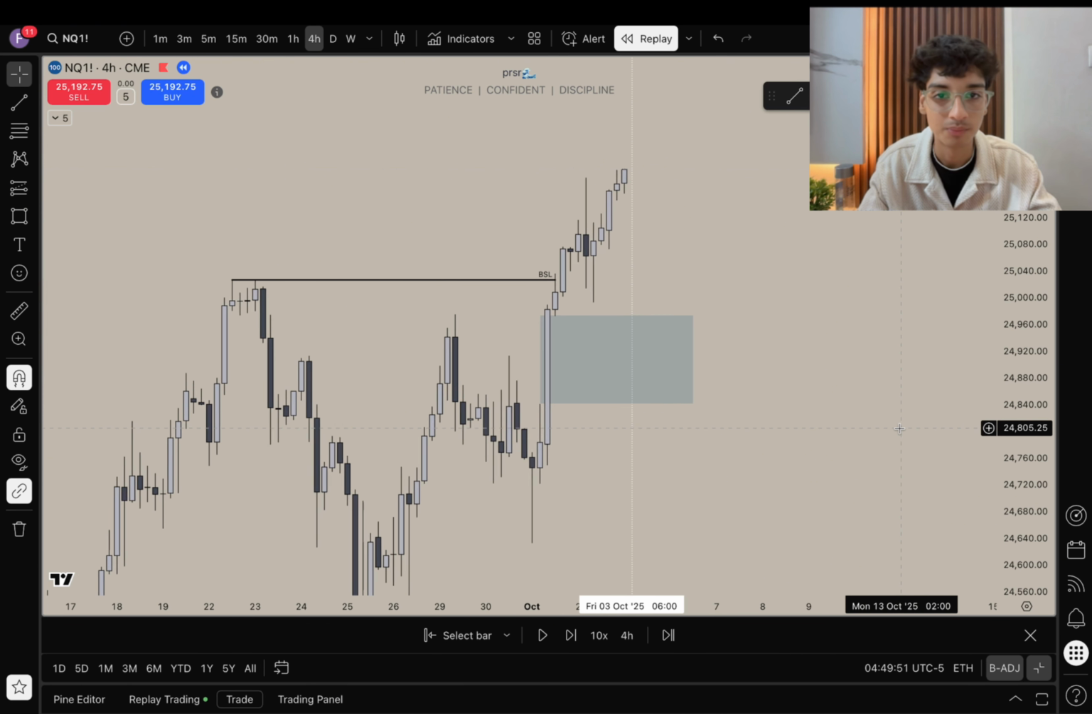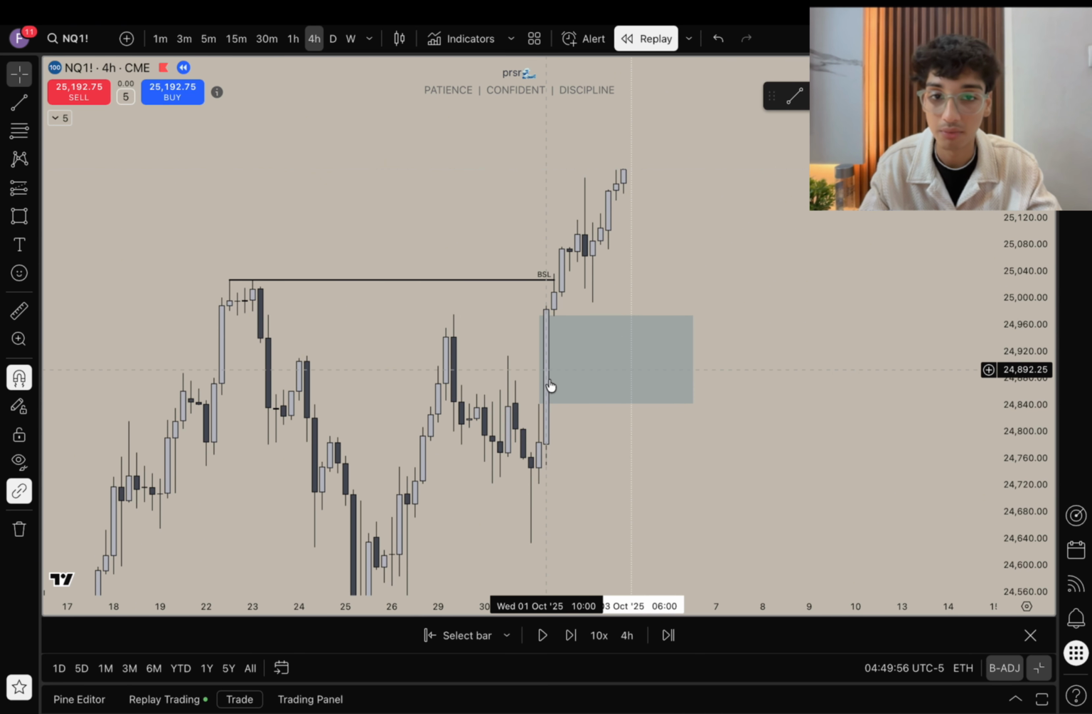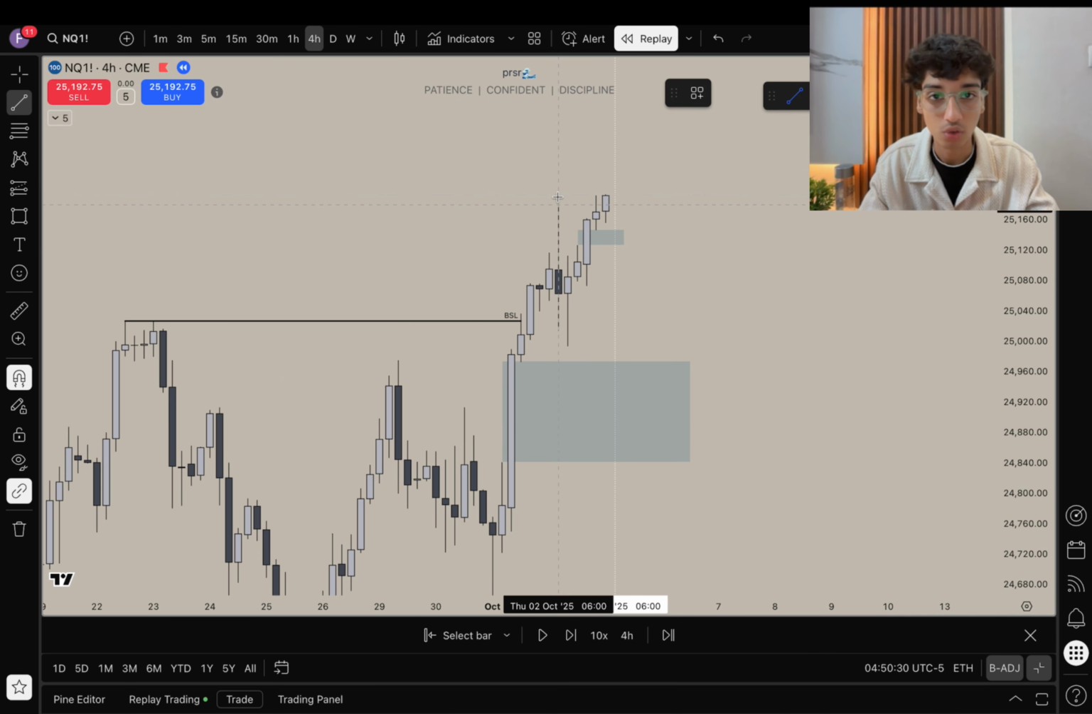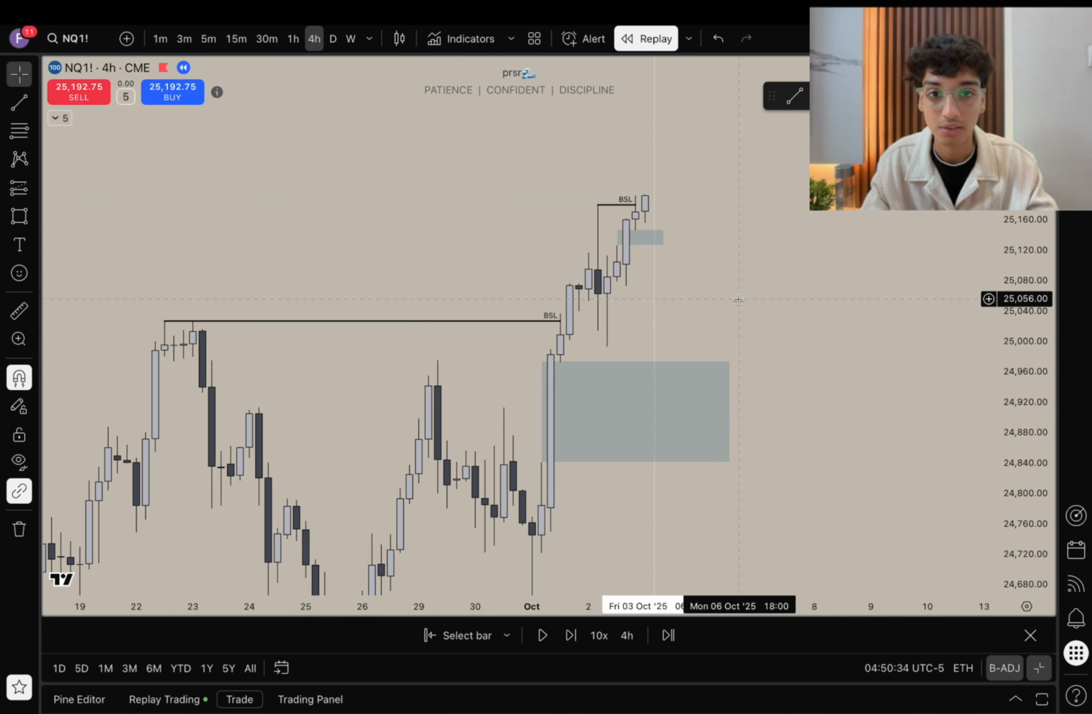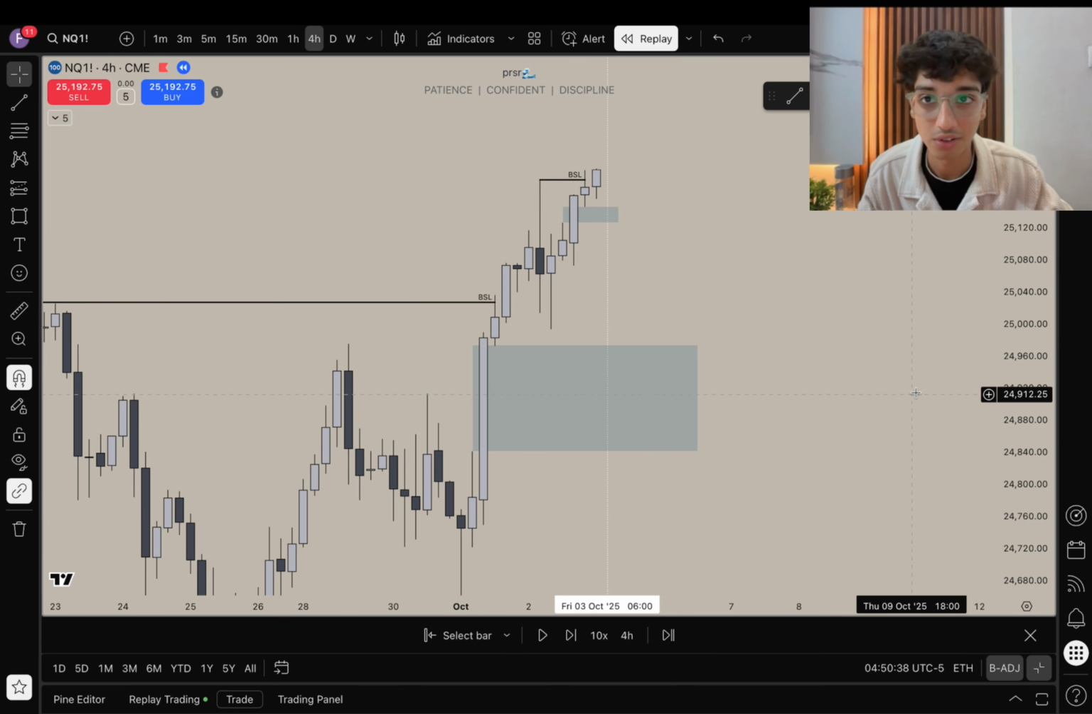Okay, no worries, guys. We just ended up creating 4 inefficiency, we didn't tag into them, and again right here we create one more inefficiency, sweep out the buy side liquidity, the same conviction that we had yesterday.